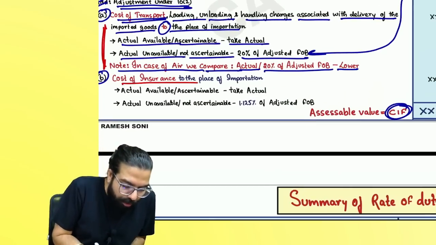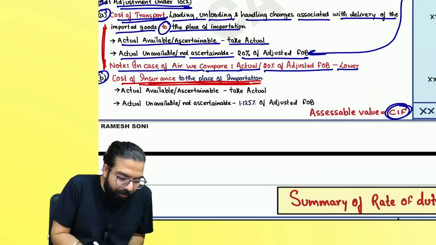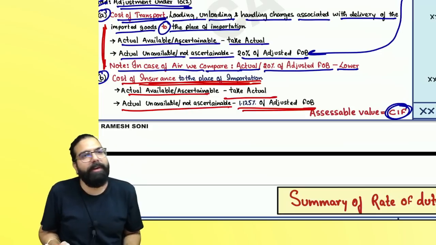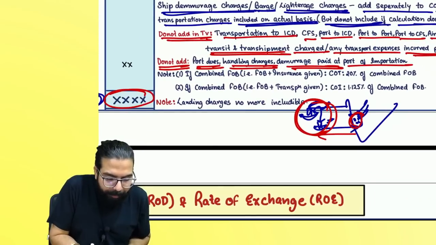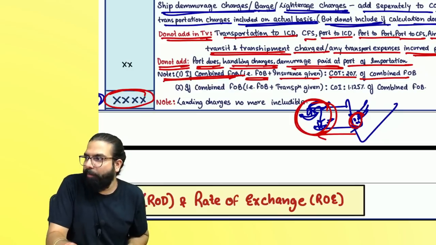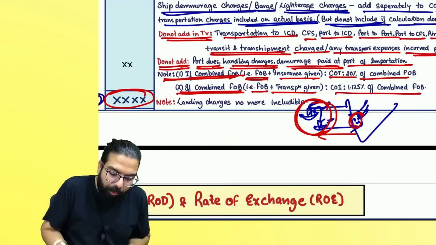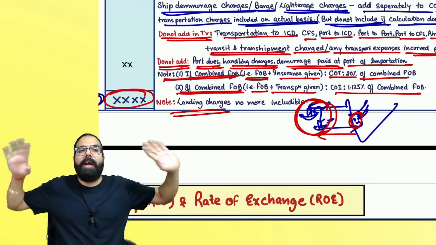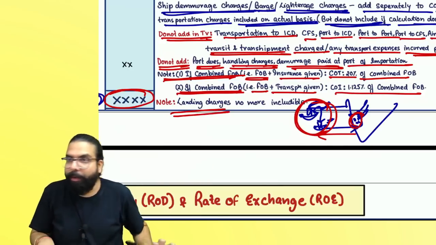The next one, cost of insurance to the place of importation. If actual is available, take actual. If actual is unavailable, take 1.125% of the adjusted FOB. And we get the CIF value over here. Remember, if combined FOB is given in the exam, FOB plus insurance, then cost of transportation is 20% of that combined FOB. If combined FOB, that is FOB plus transportation, is given, then insurance will be 1.125% of the combined FOB. Earlier there was something called landing charges, but now no more landing charges are to be included. Remember, landing charges are not to be included.